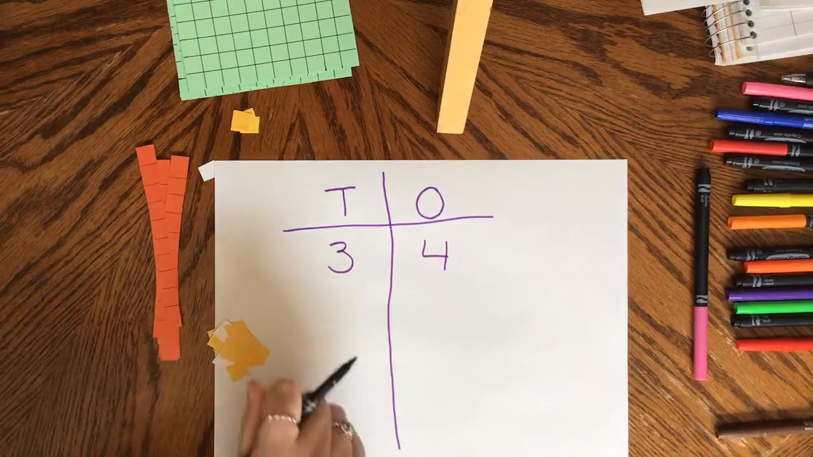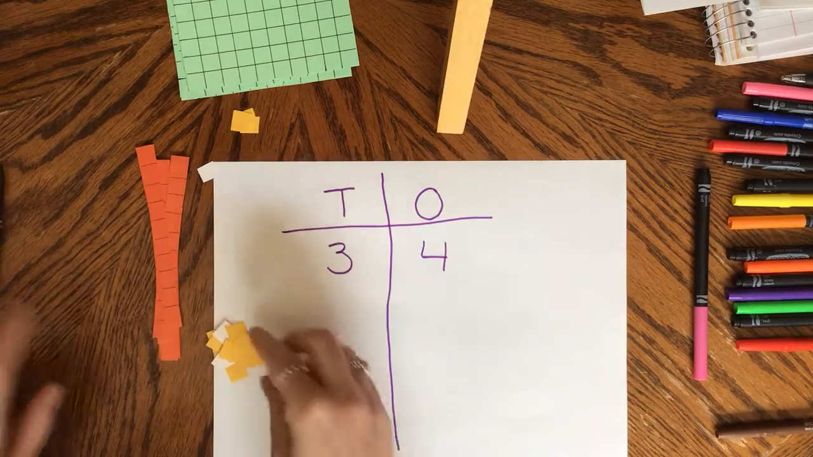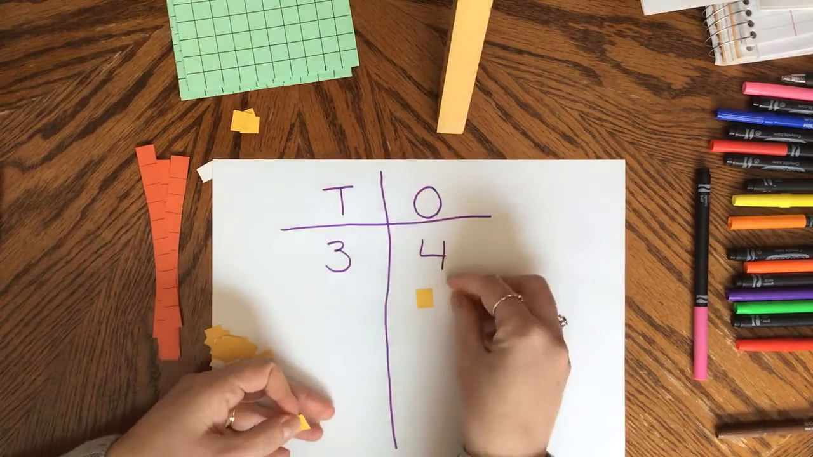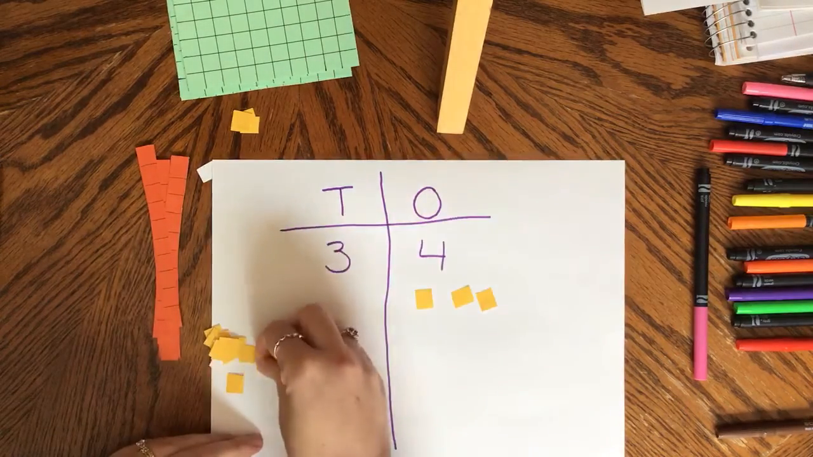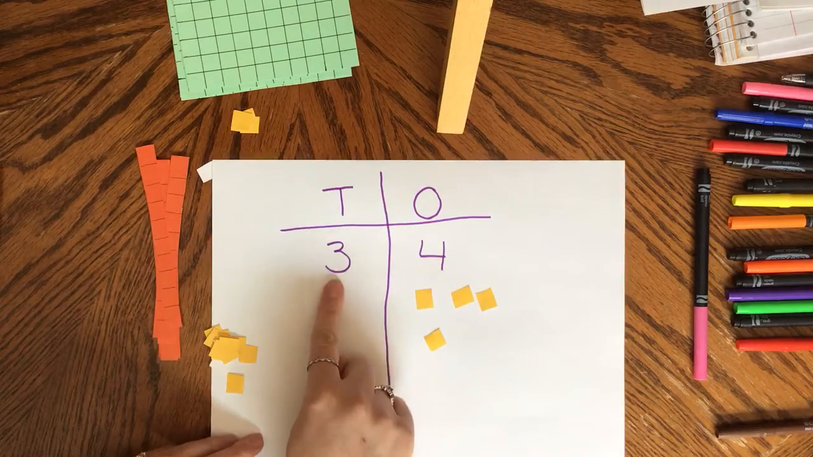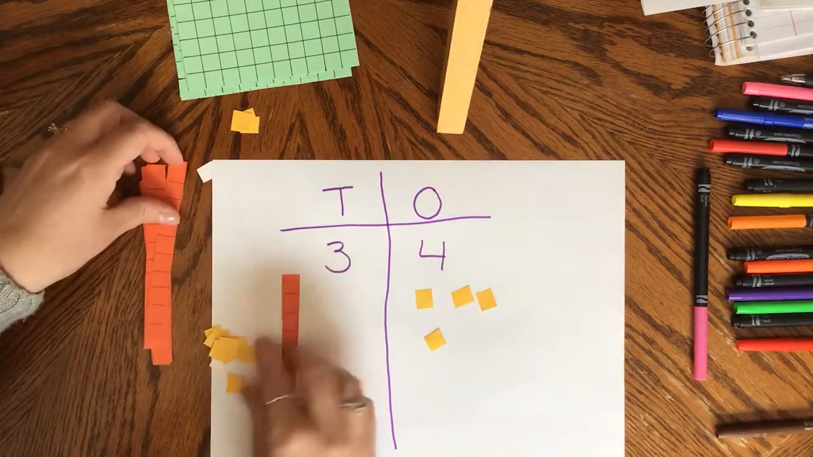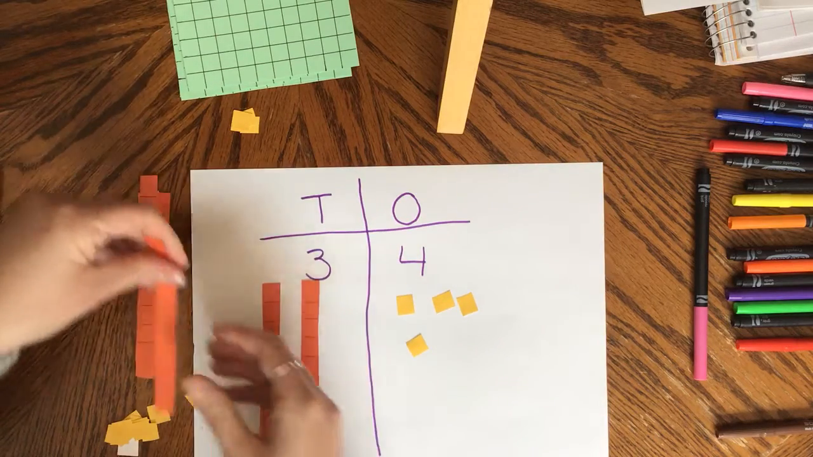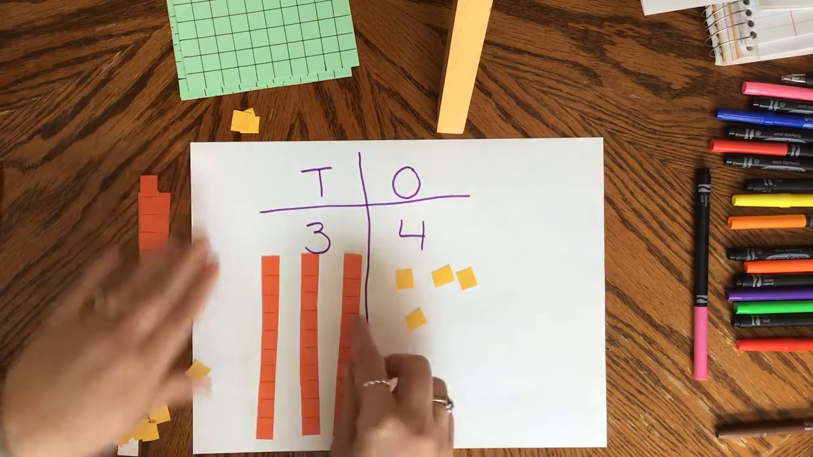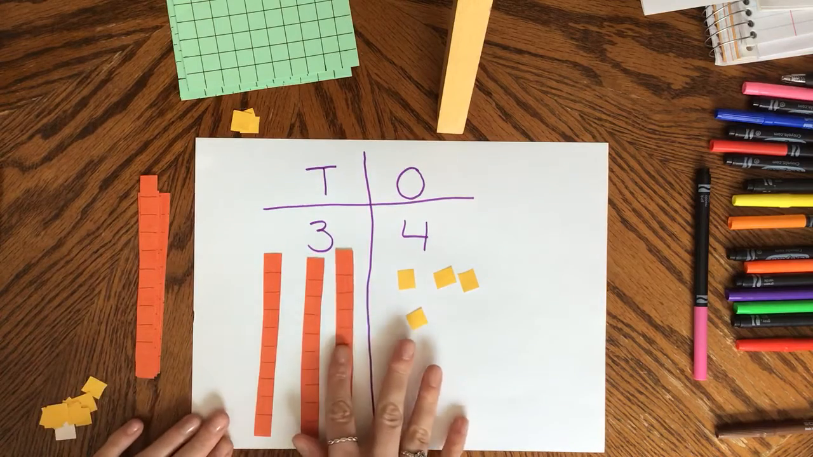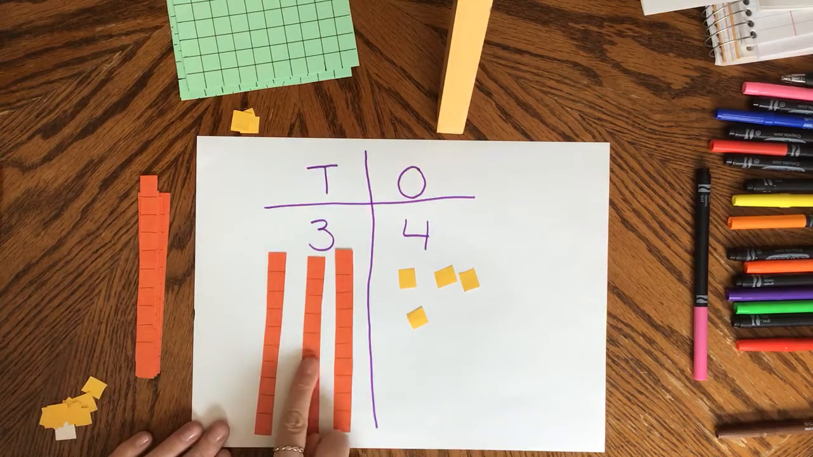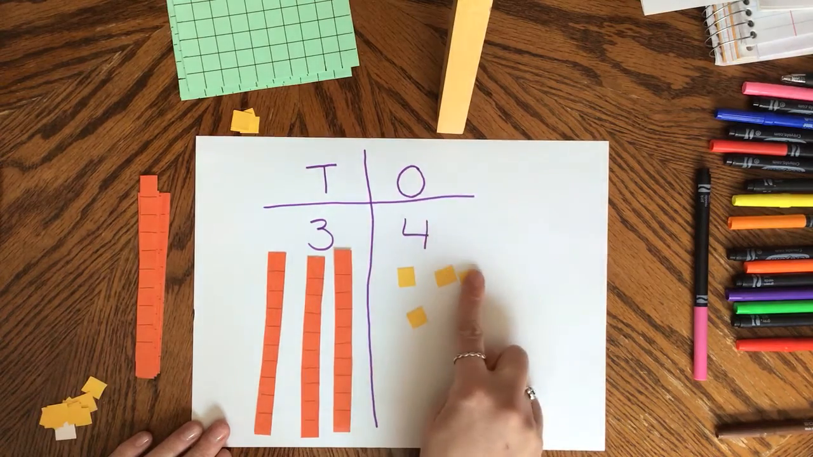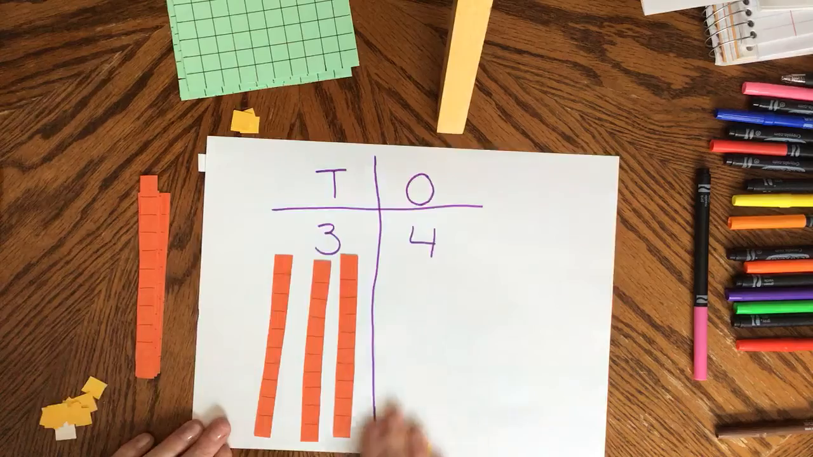So let's say that I have the number 34. I'm going to represent the number 34 using my tens and ones. So I need 4 ones and 3 tens. So this shows 34, and this is how we would count this: 10, 20, 30, 31, 32, 33, 34.